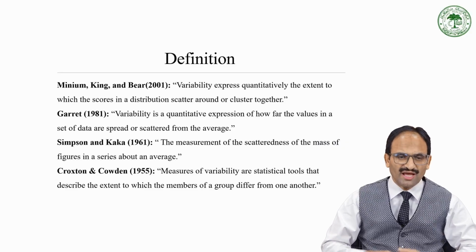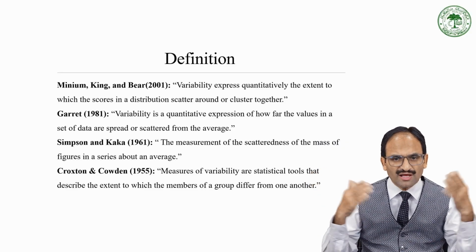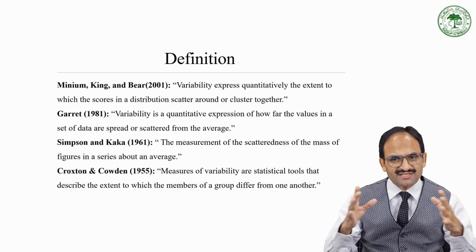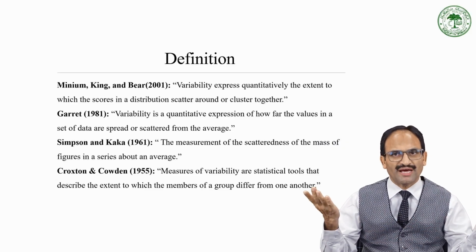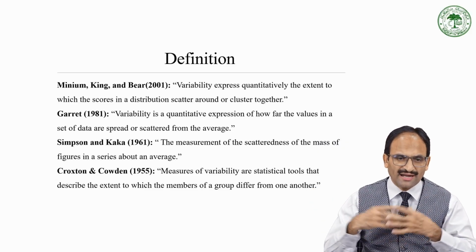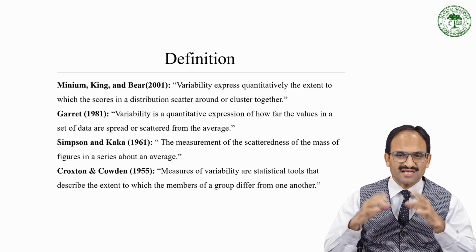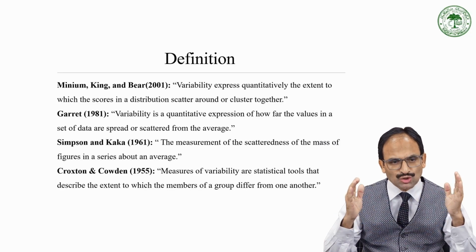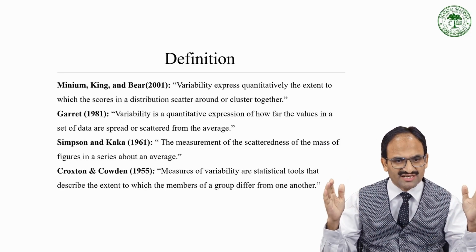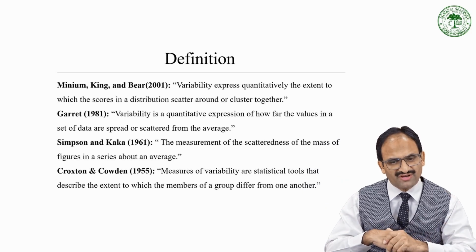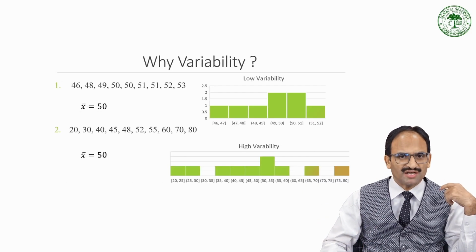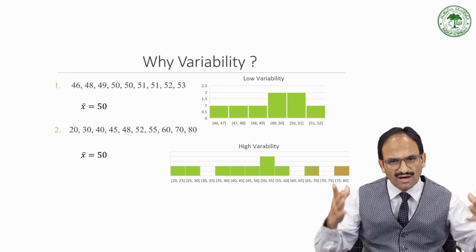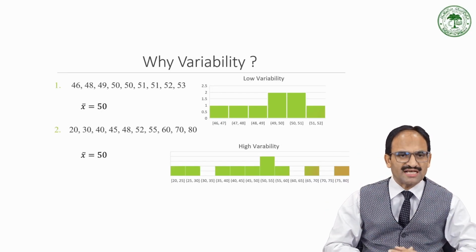Accordingly we say how scattered the data are in that particular data set. The third definition says the measurement of the scatteredness of the mass of figures in a series about an average is known as variability. And the last definition says measures of variability are statistical tools that describe the extent to which the members of a group differ from one another. By going through these definitions, let me give some examples.